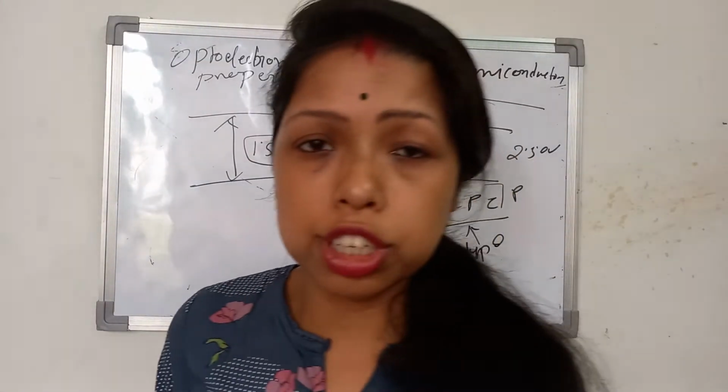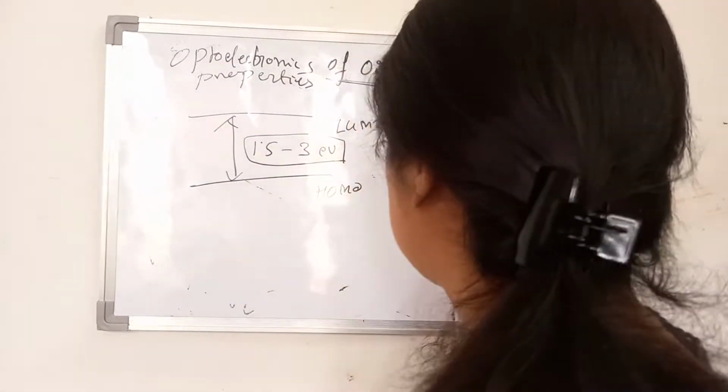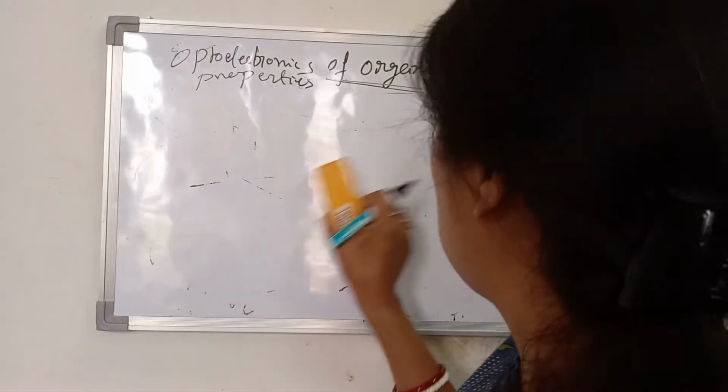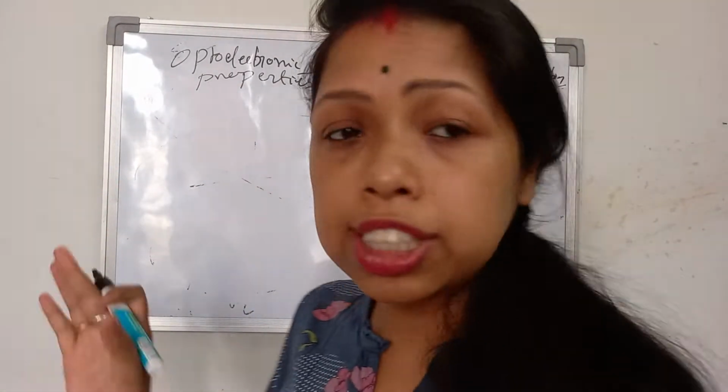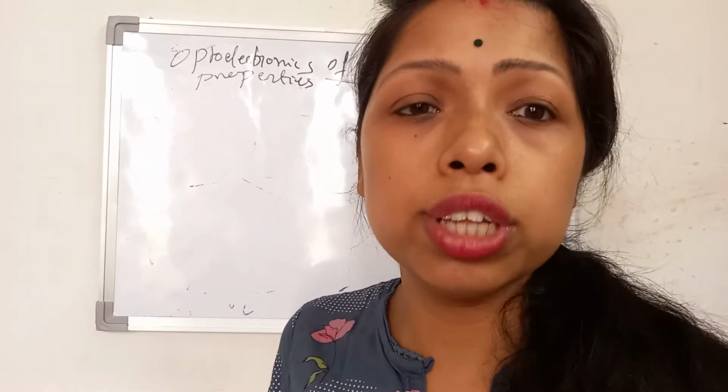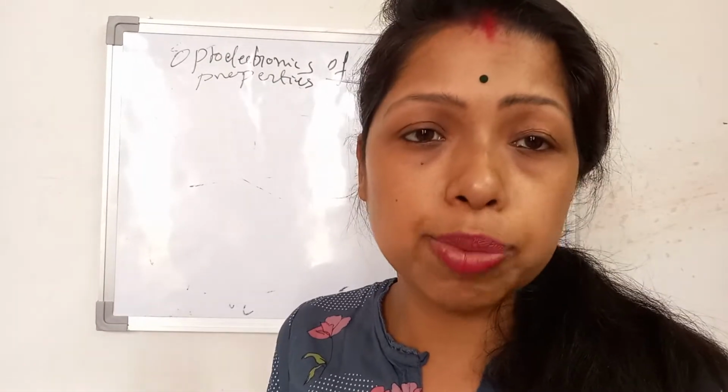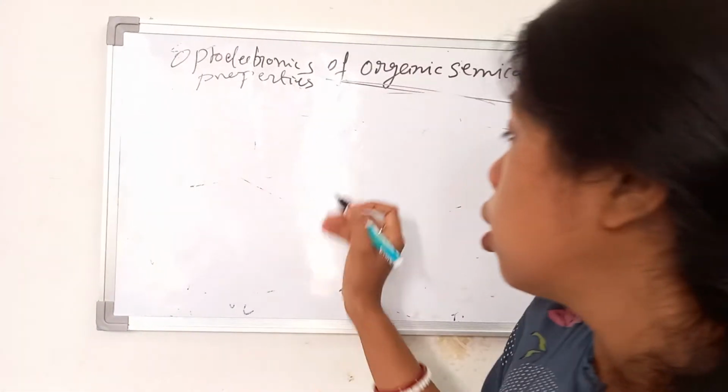Two different processes, or transitions, are there in the case of optical properties. First, we can tune the band gap of the organic semiconductor very easily by mixing different kinds of organic semiconductors.